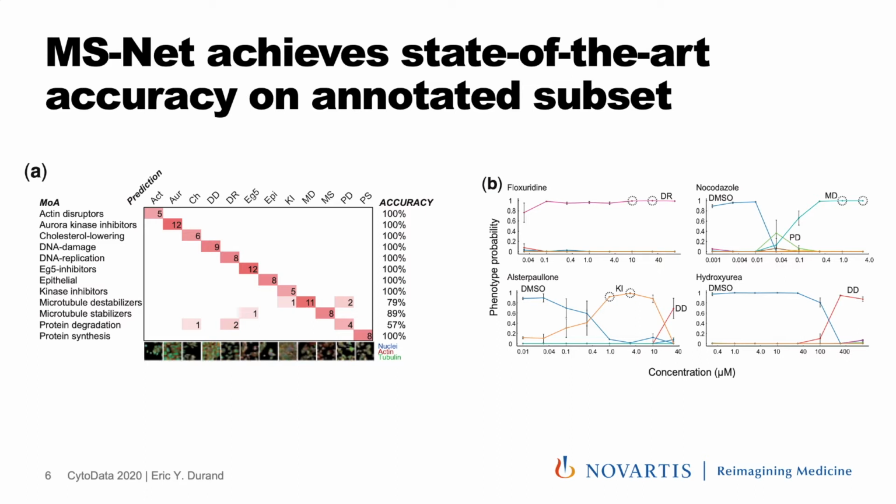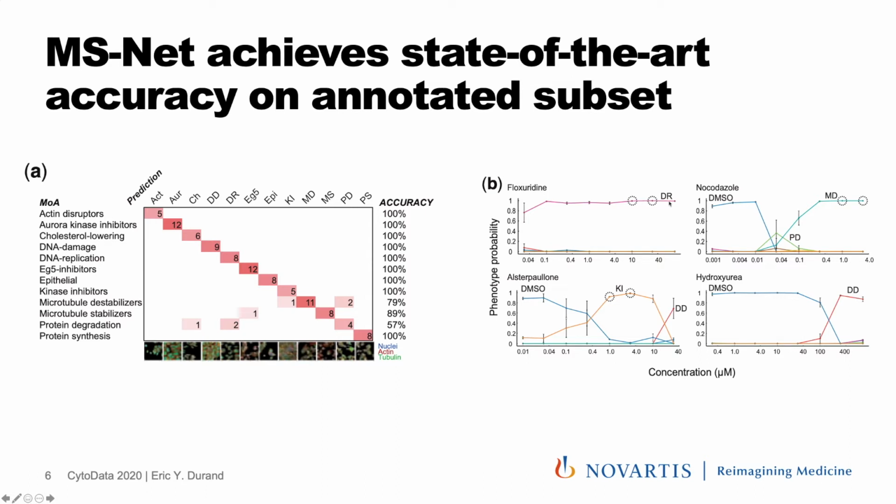But also a very interesting output of the method, because it's a supervised learning method. Basically, the output is a probability for each image to belong in one of those 12 mode of actions. And so you can track at different concentrations what this probability looks like. And here, this is what you have. So you have the mode of action probability on the y-axis and the concentration on the x-axis.